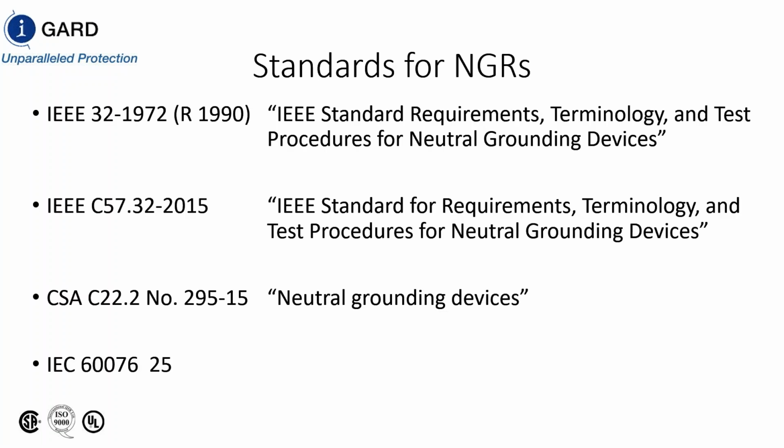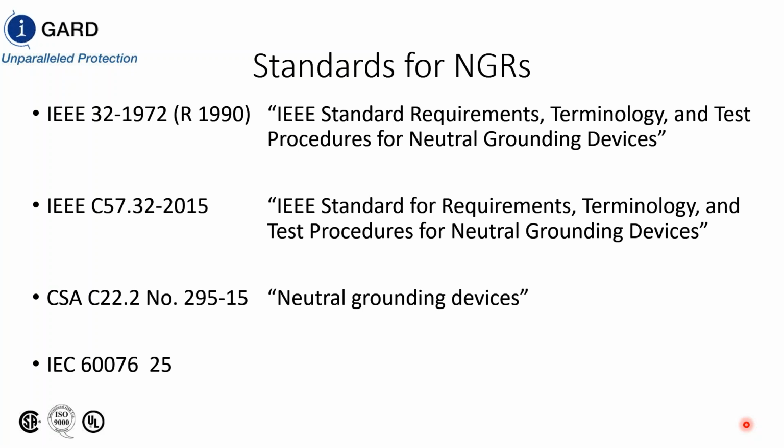First thing I'd like to discuss is the applicable standards involved for neutral grounding resistors. Everyone's heard of IEEE 32, the original standard on the requirements, terminology, and test procedures for neutral grounding resistors. That was recently superseded by IEEE C57.32, which was published in 2015, IEEE Standards for Requirements, Terminology, and Test Procedures for Neutral Grounding Resistors.